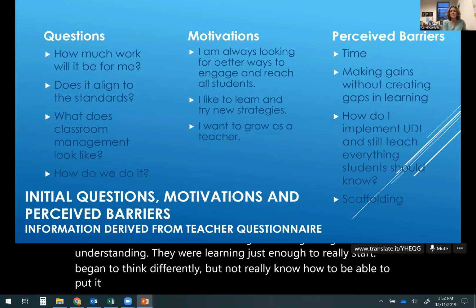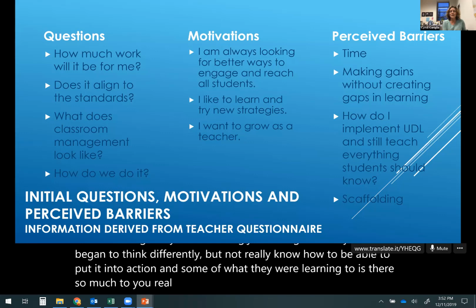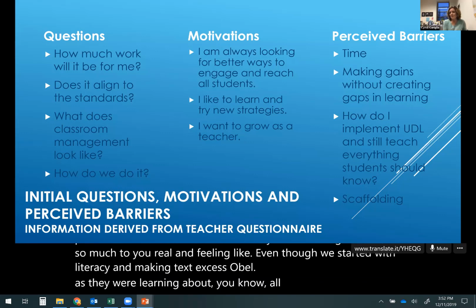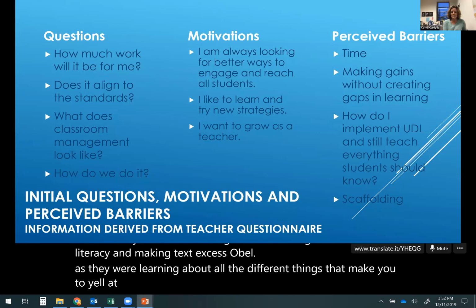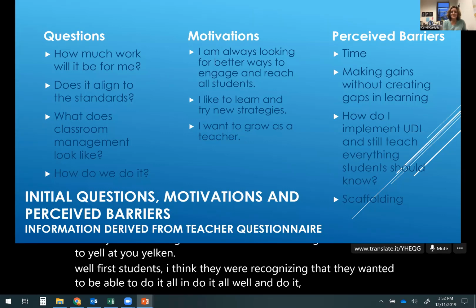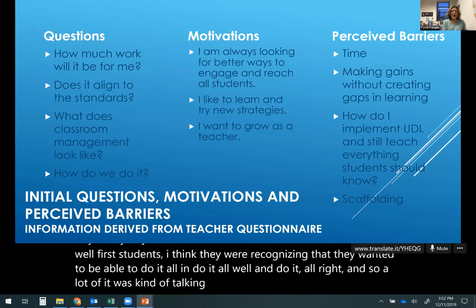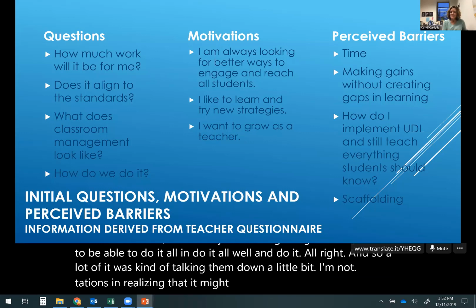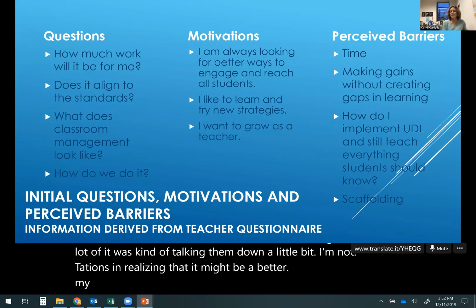And some of what they were learning too is there's so much to UDL, and feeling like, wow, even though we started with literacy and making text accessible, as they were learning about all the different things that make UDL what UDL can be for students, I think they were recognizing that they wanted to be able to do it all and do it all well and do it all right. And so a lot of it was kind of talking them down a little bit off of those expectations and realizing that a better way to approach it might be, let's look at all the things that we're doing and how can we do them even better.